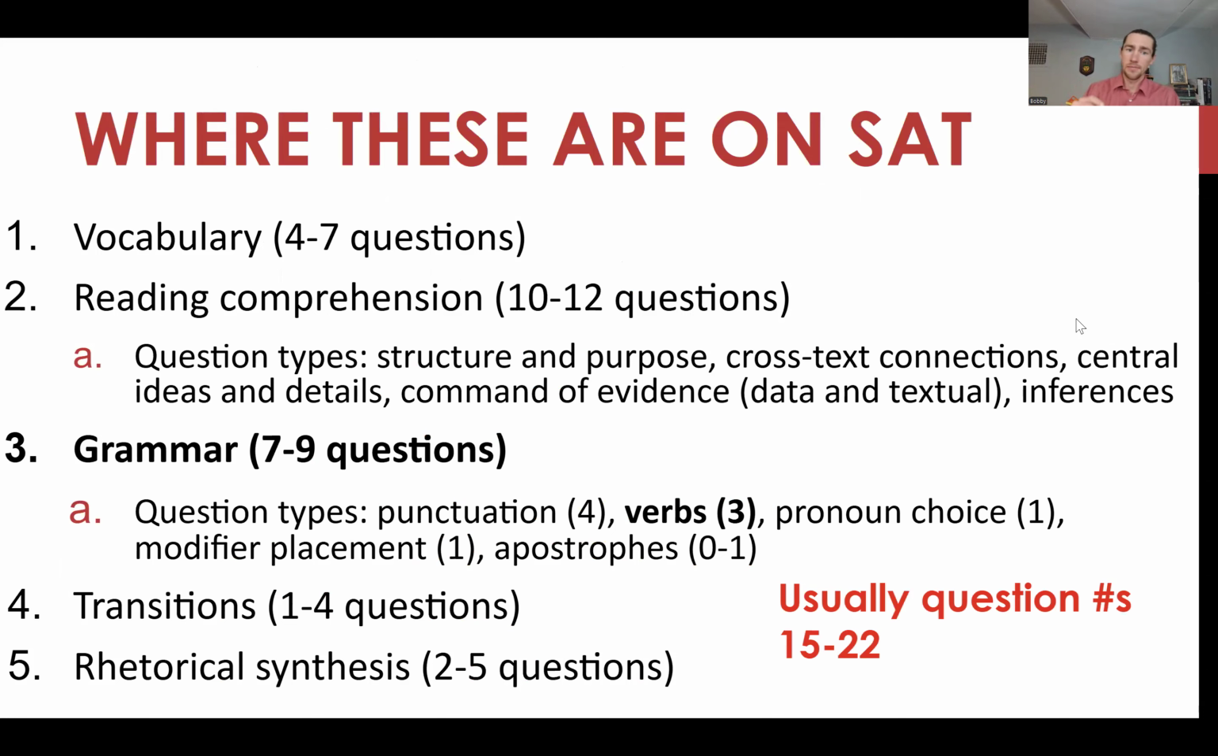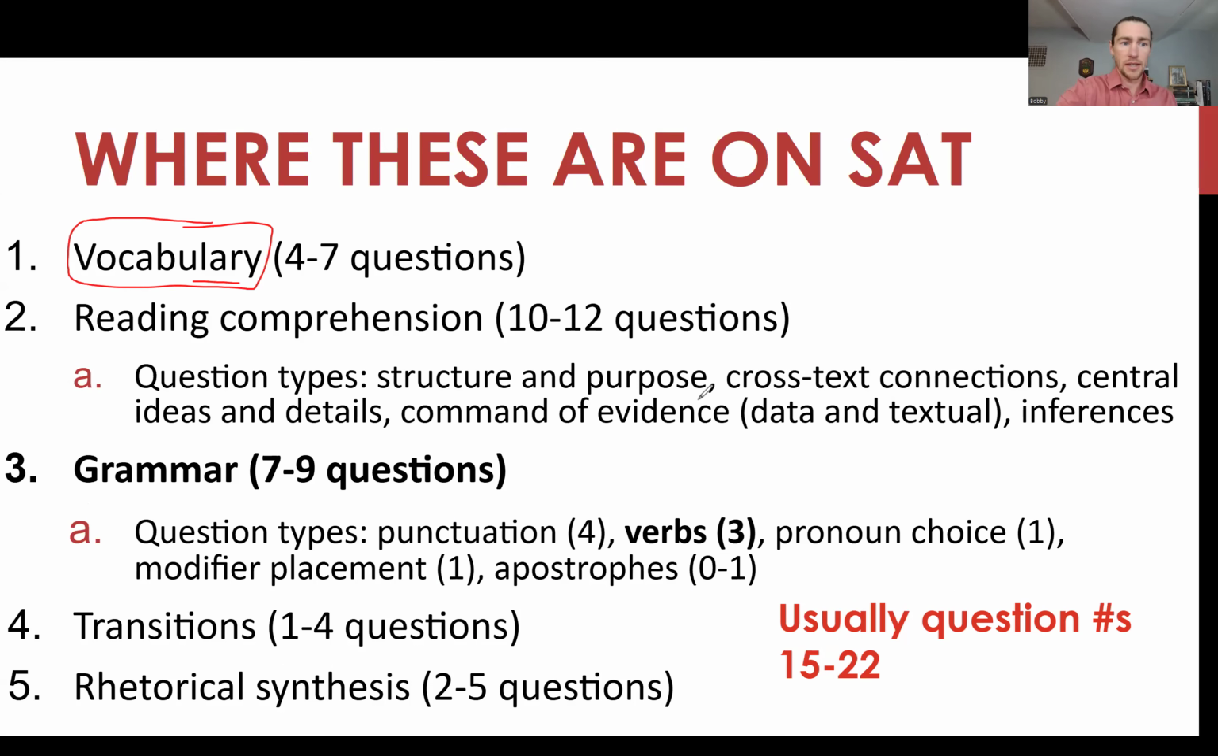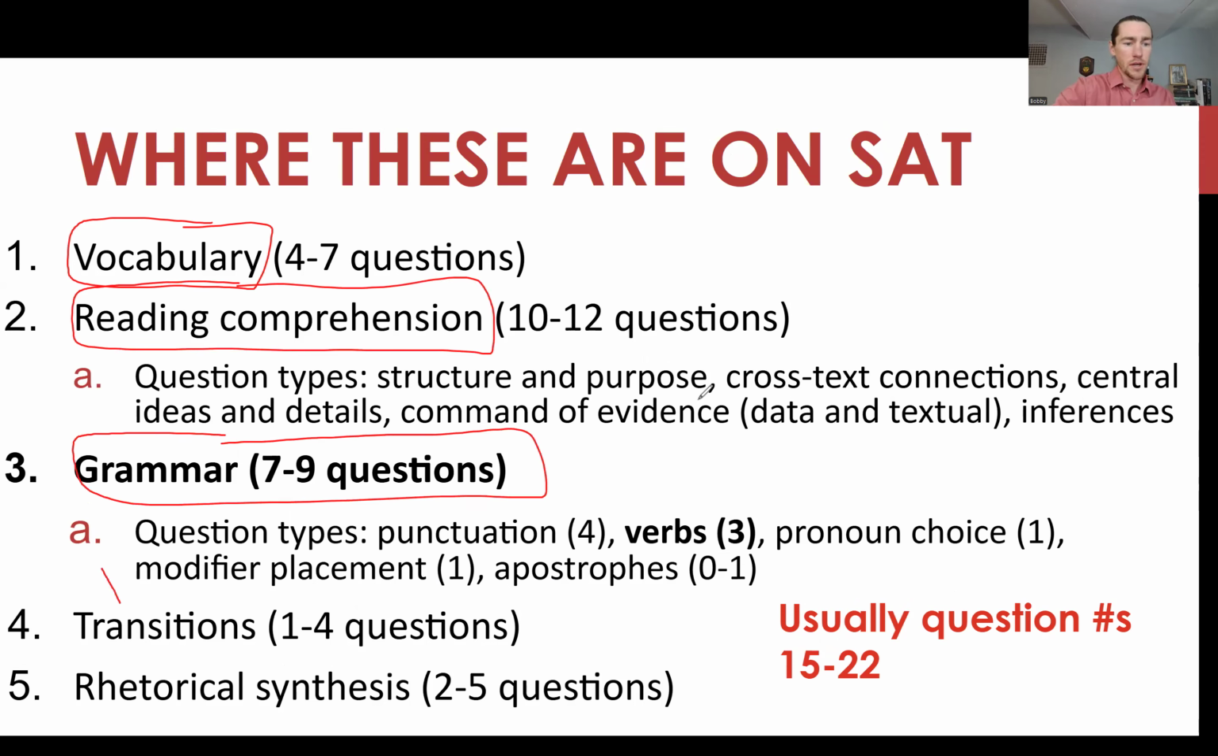On the SAT, these questions appear on the reading section, which, remember, are modules 1 and 2 on the test. The reading section has 5 types of questions. First are vocab questions. Second are longer reading comprehension questions. Third are grammar questions. Fourth come transition words. And finally are rhetorical synthesis questions.